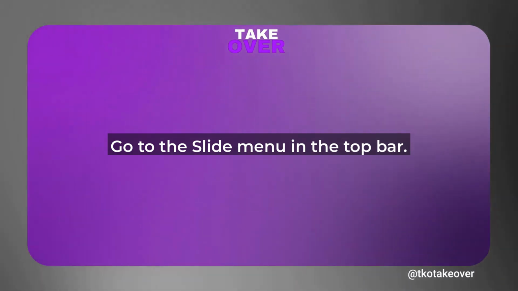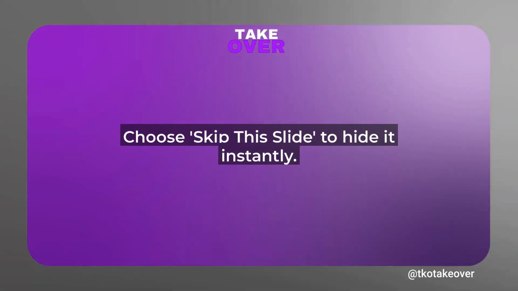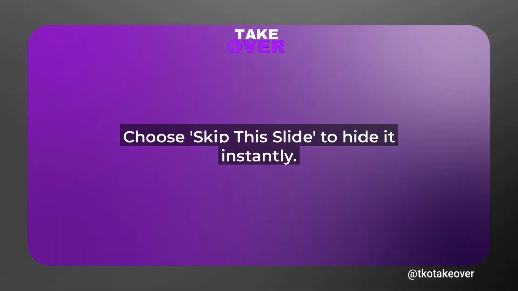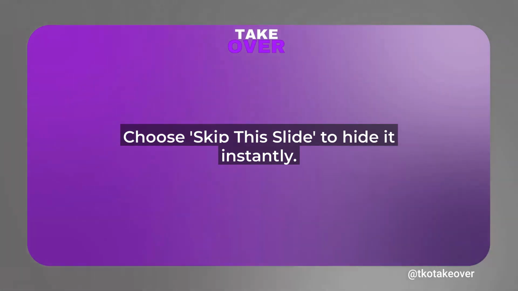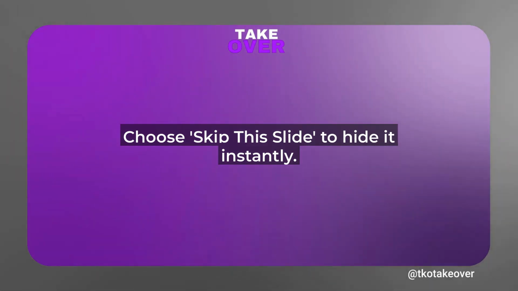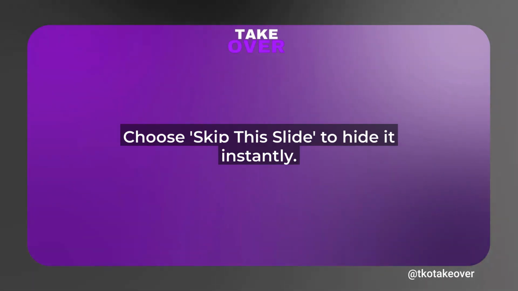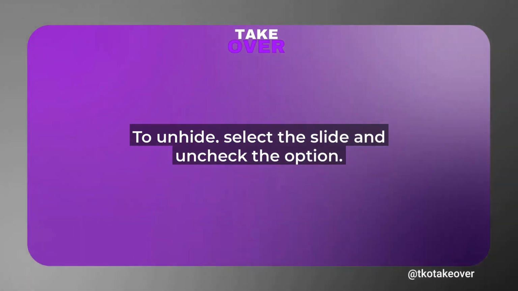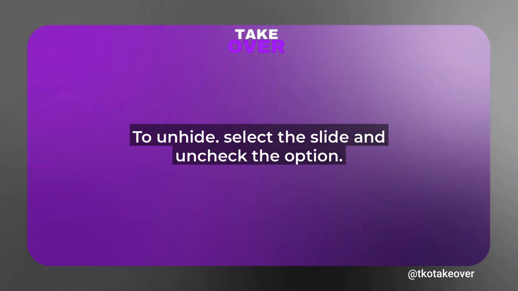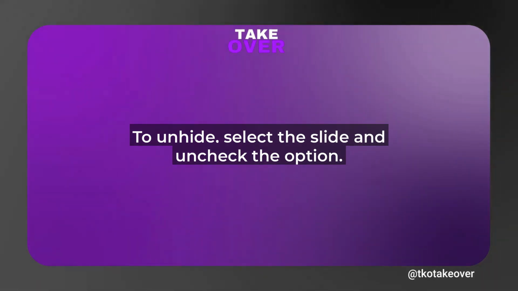Once your slide is selected, head over to the top menu bar and click on Slide. That's right, it's under the Slide menu. From the drop-down, look for the option that says Skip Slide or Hide Slide. In Keynote 2025, it's typically labeled as Skip this slide. Click on it and poof! Your slide is now hidden from the presentation view.